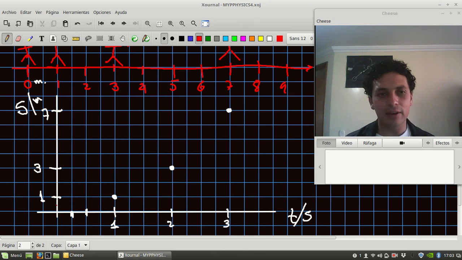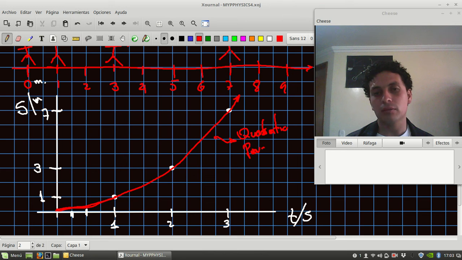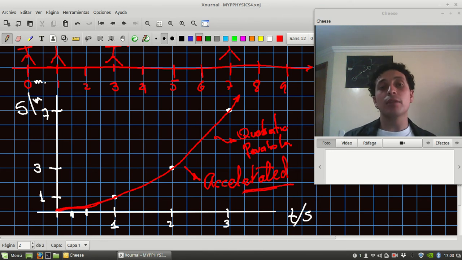Okay, so notice that now the graph is no longer a straight line. It should be a curve. In this case, if it's a smooth curve, in math we're going to say that it's a quadratic function or a parabola. Okay, so it means that the motion is accelerated. So to sum up, we have accelerated motion if the graph of displacement versus time is a non-linear trend. Okay, non-linear trend.